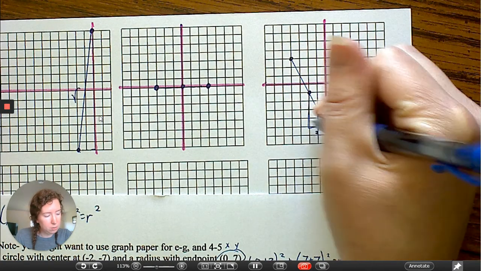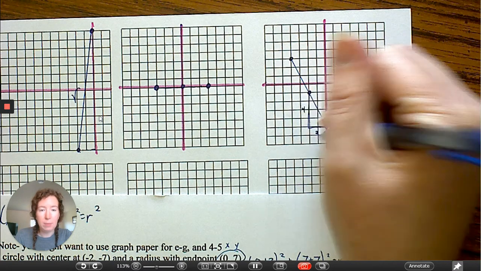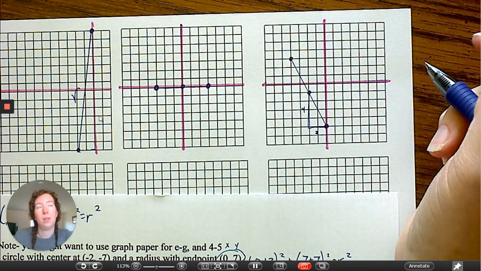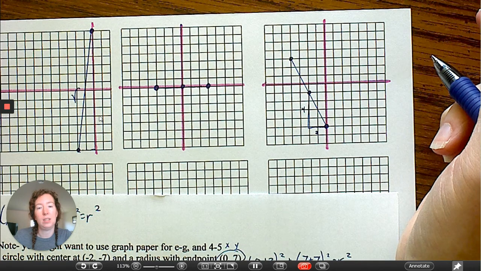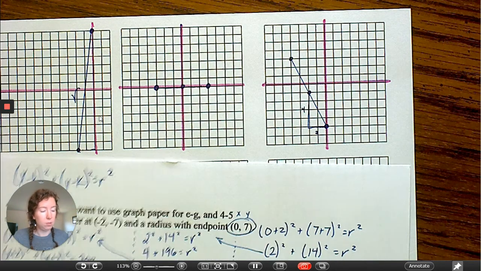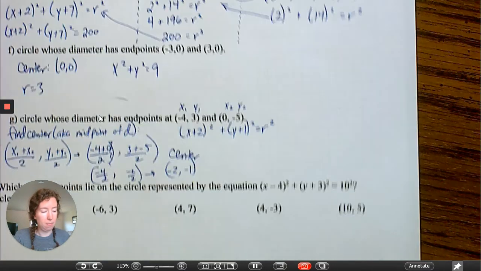So if this is 2, 1, 2, 3, 4, it'd be 2 squared plus 4 squared. So 4 plus 16 is 20. So 20 would be the radius squared.